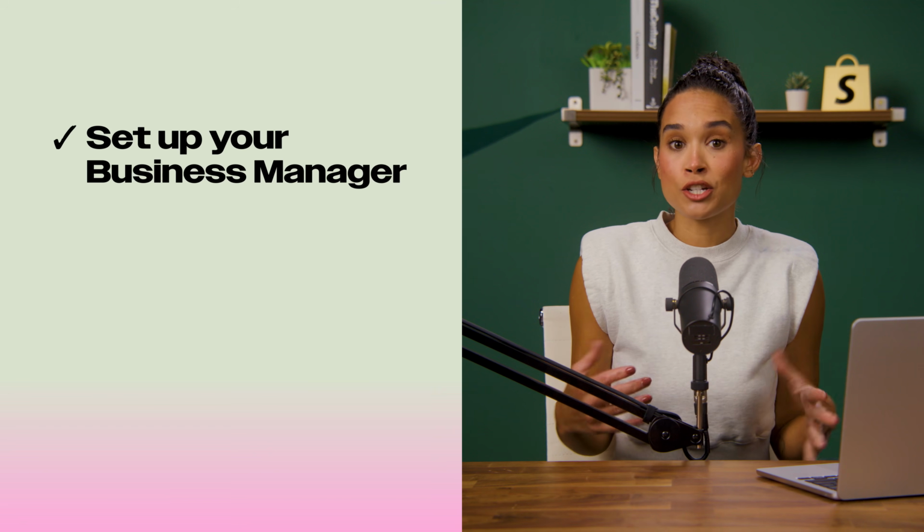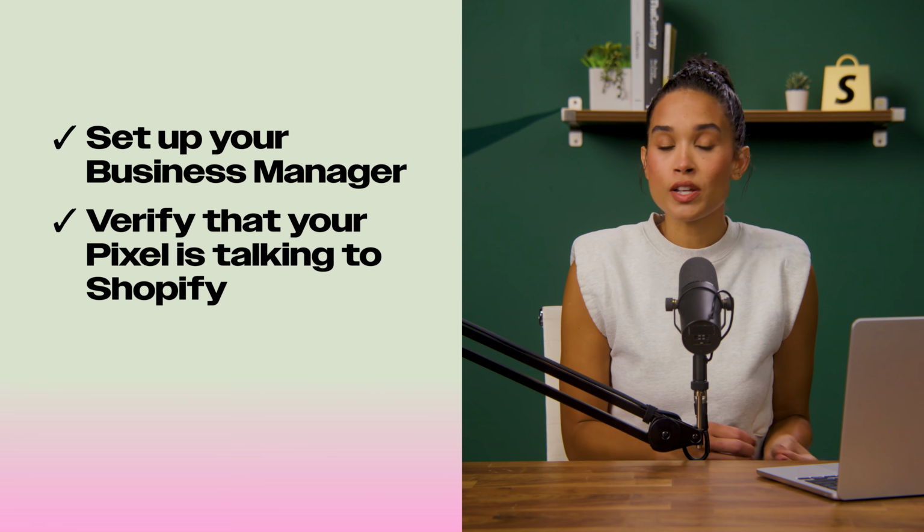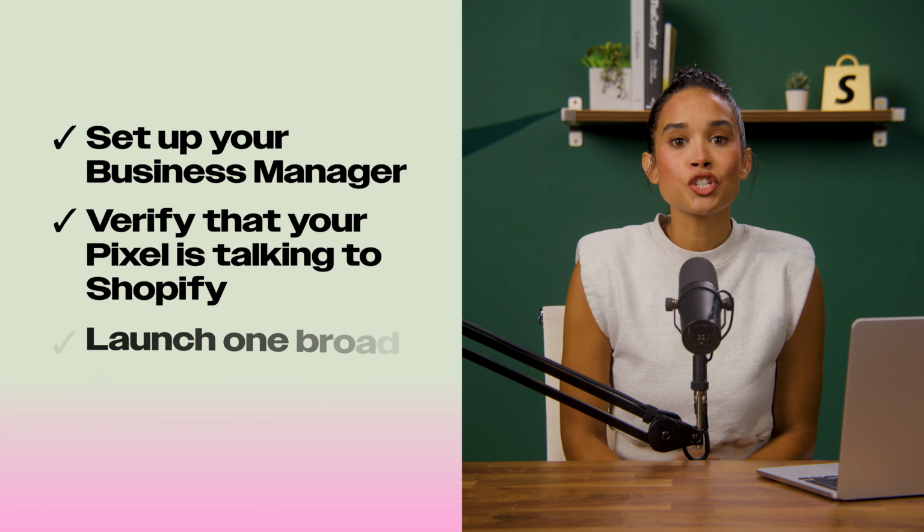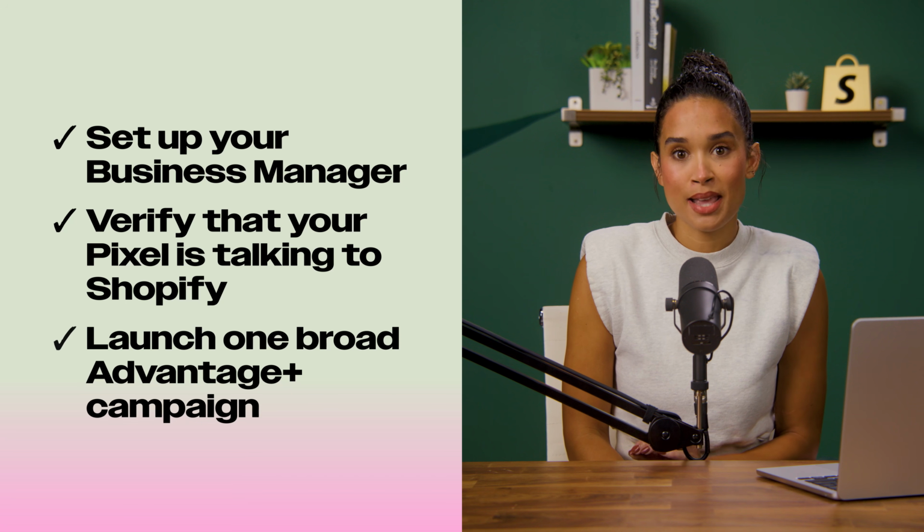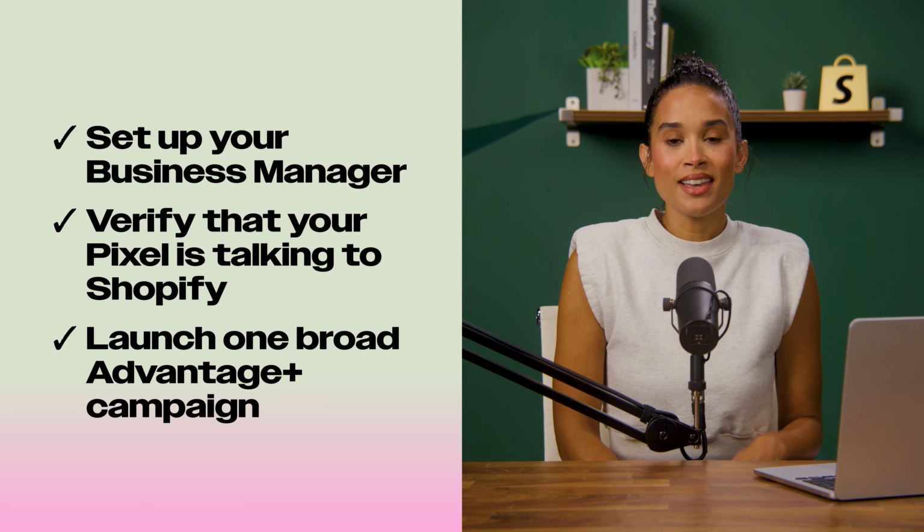Every giant brand you see started with one single campaign and a modest budget. You have the tools and the strategy, and now you have the roadmap too. So I've got some homework for you guys. Set up your business manager today, verify that your pixel is talking to Shopify, and launch just one broad Advantage Plus campaign at $10 a day. And then give yourself permission to learn as you go. The algorithm is always changing, but we're right here to help you navigate it.